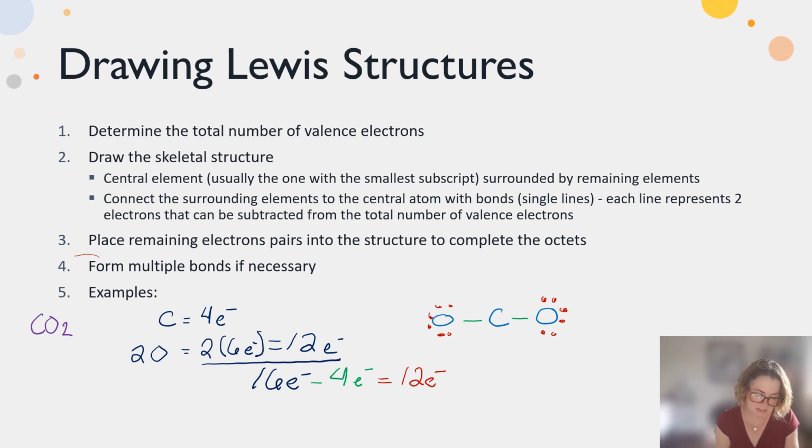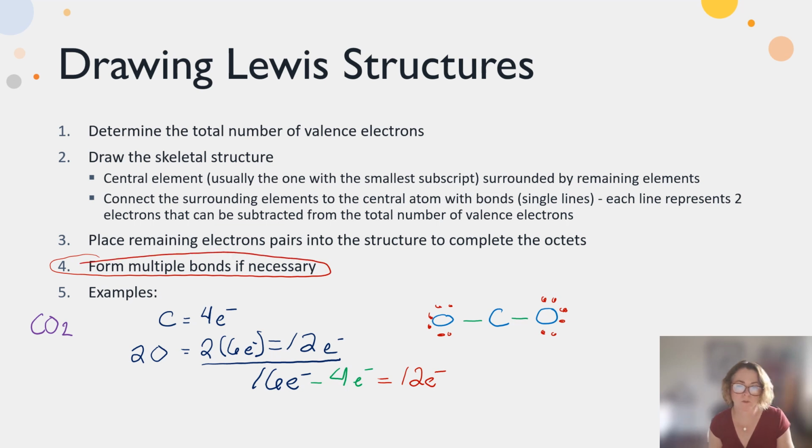And that is exactly when I want to form multiple bonds. To form multiple bonds, I am going to take a pair of electrons from my oxygen and move it to create a double bond. I'm going to do the exact same thing on the other side. All right, I'm going to move a pair of electrons to form a double bond.